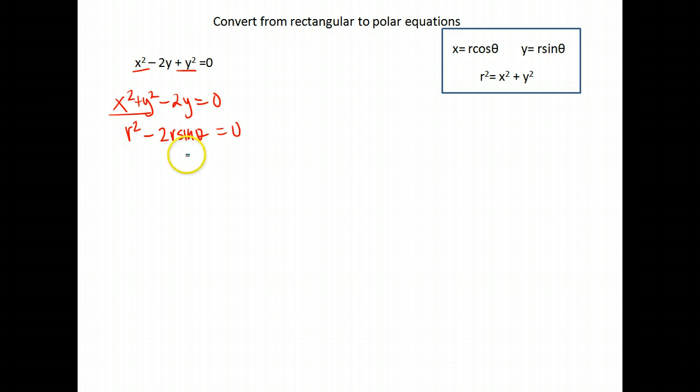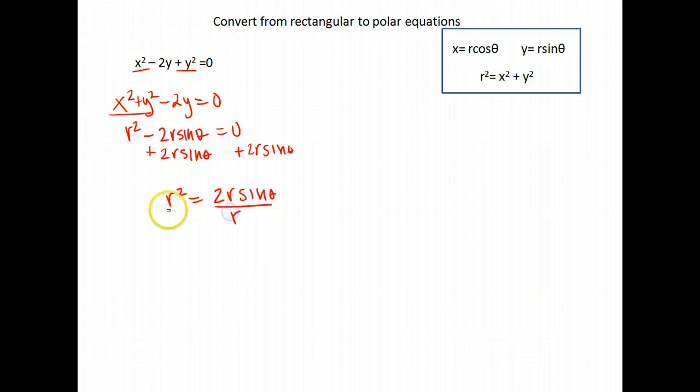Okay, from there we might want to solve a little bit. So you could either factor out an r, but probably what I would do is add 2r sine theta to both sides. Okay, that gives me r squared equals 2r sine theta. Okay, I have an r in each one. If I divide by r here, that leaves me with r equals 2 sine theta, which is probably as simplified as I'm going to be able to get that.